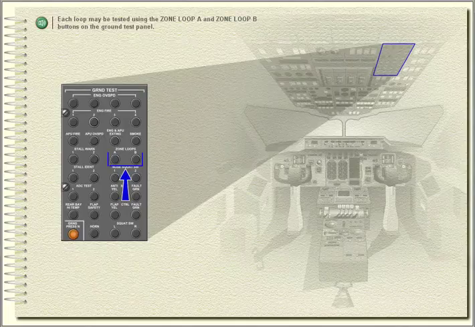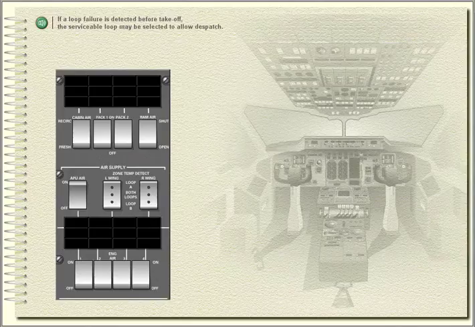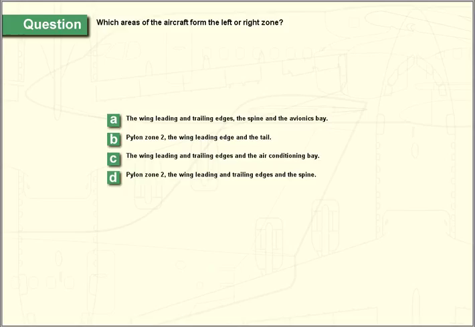Each loop may be tested using the Zone Loop A and Zone Loop B buttons on the ground test panel. If a loop failure is detected before takeoff, the serviceable loop may be selected to allow dispatch. Which areas of the aircraft form the left or right zone?